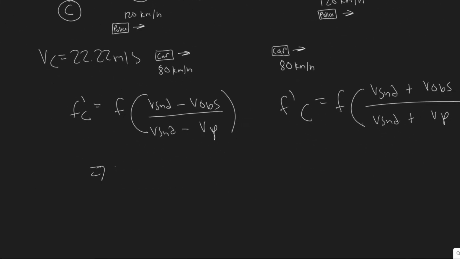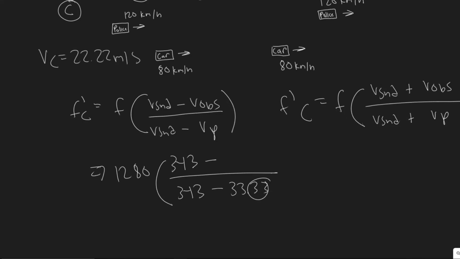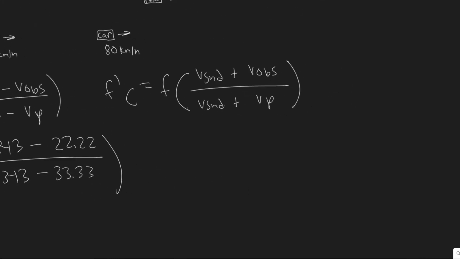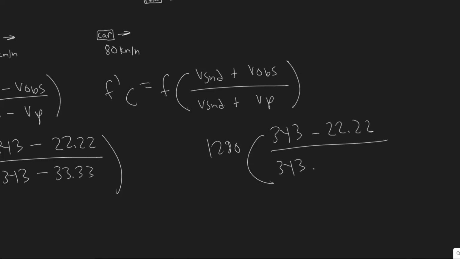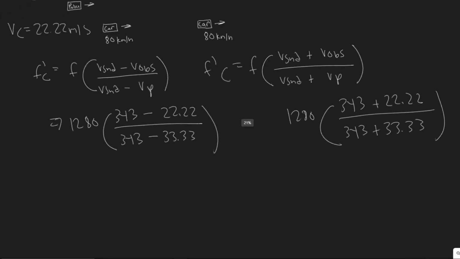So we know the frequency of the police car was 1280. Velocity of sound is 343 for both. The velocity of the police car is 33.33. The velocity of the observer is 22.22. Let me write this one out. So 1280 minus the velocity of the observer, again, 22.22, over 343. Or this one's plus, sorry, I wrote minus. Plus 33.33. And yeah, so let's go ahead and see what this is.